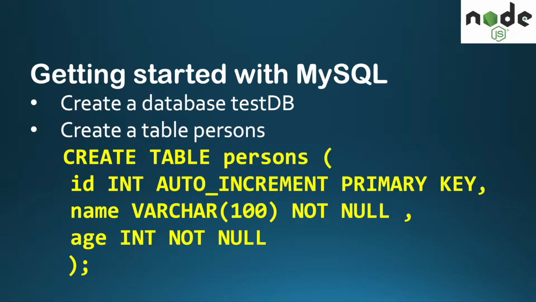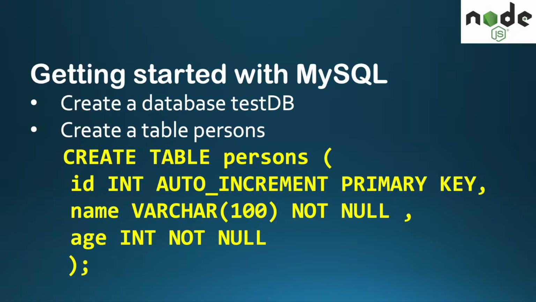After you have installed MySQL, create a database called testdb, and within that database, create a table persons which has a field ID, which is an auto increment primary key, a name, and an age. So this is the table and this is the database we will be using as examples in this video.